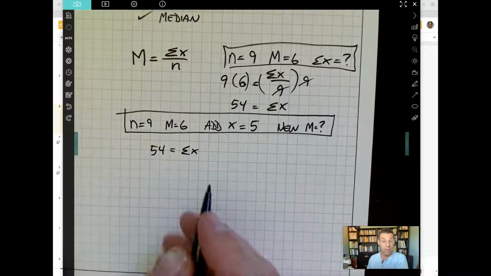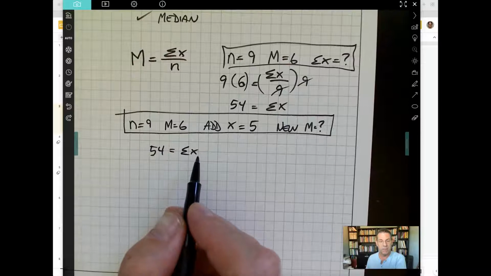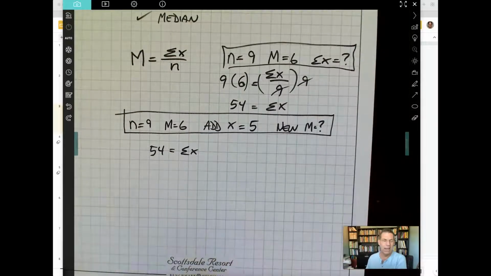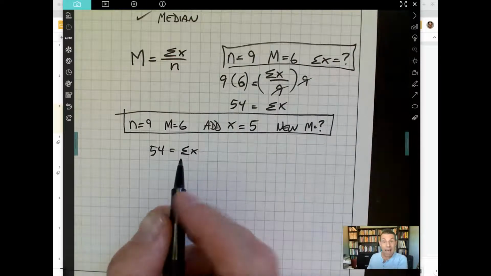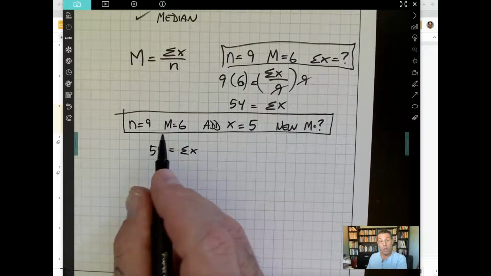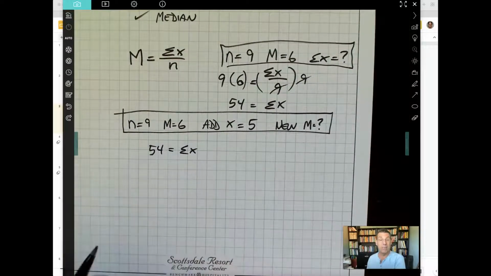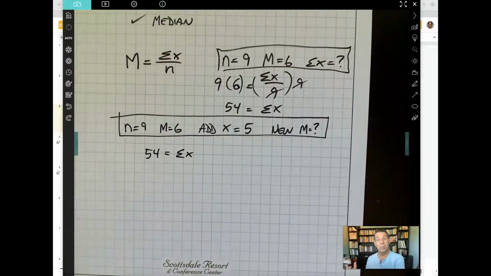Now, here's where it helps to know what the symbols mean. So instead of just saying, oh, that's a sum of x of 54, but this is an x, and it wants a new mean, I don't know what any of that means. If you understand that this means sum of x, add up everybody's score. So when we add up all 9 of the people's scores, they add up to 54, right? And then we add a person with a score of 5. And we want to find out the new mean for this group of people.